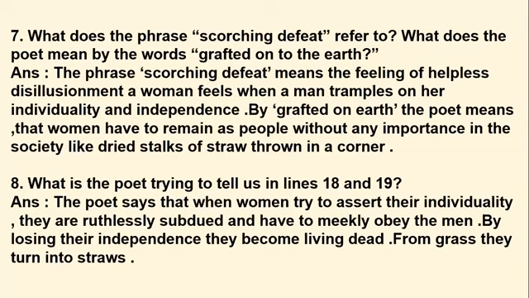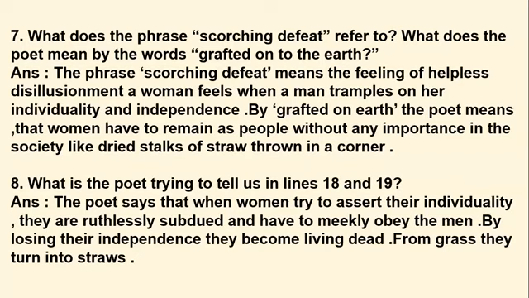What is the poet trying to tell us in lines 18 and 19? You can go to the poem for the lines. The answer is: the poet says that when women try to assert their individuality, they are ruthlessly subdued and have to meekly obey the men. By losing their independence, they become living dead. From grass, they turn into straws.